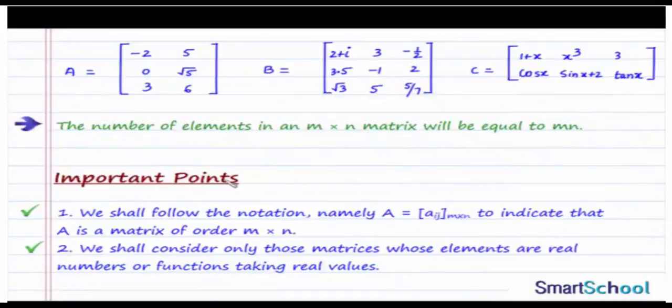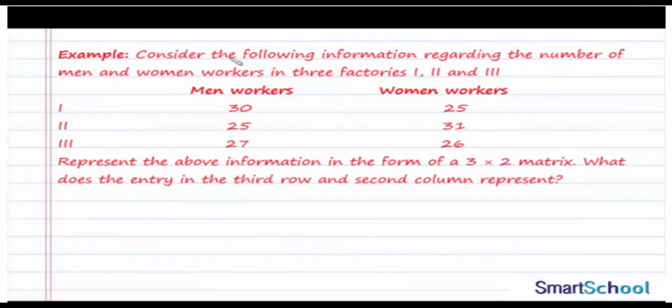Few important points regarding matrices. We shall follow the notation, namely A is equal to [aij] m by n, to indicate that A is a matrix of order m by n. We shall consider only those matrices whose elements are real numbers or functions taking real values. So in our chapter we shall consider only those matrices whose elements are real numbers or functions which are taking real values. Let us do our example.